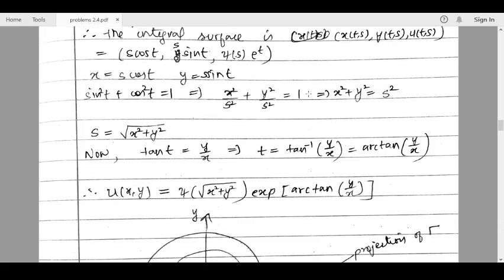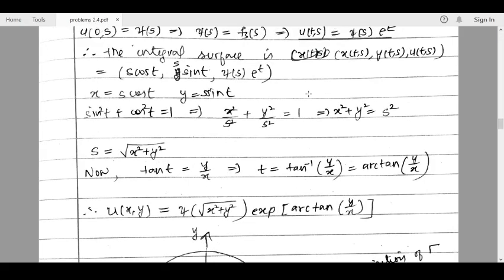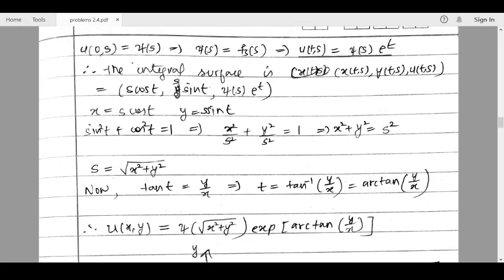Now we are trying to invert this transformation. So here x is equal to s cos t, y equal to s sin t. We know that sin square t plus cos square t equal to 1, which implies that x square by s square plus y square by s square equal to 1, which implies x square plus y square equal to s square. Or we will get s equal to root of x square plus y square.